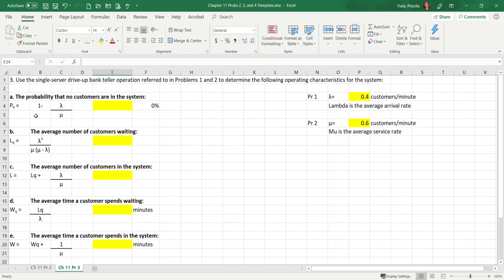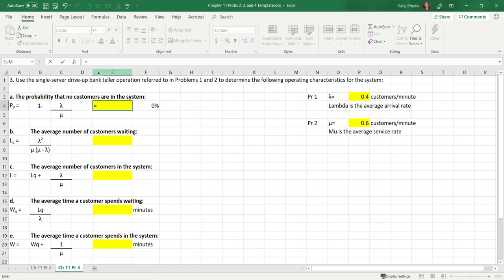So I have put the formulas here so it makes it easier for you to follow. If you're not comfortable with referring to cells, go ahead and calculate with the numbers, or whatever works better for you, as long as you are showing me your calculations. Okay, so right here is saying that to calculate the probability that no customers are in the system, I'm following this formula over here.